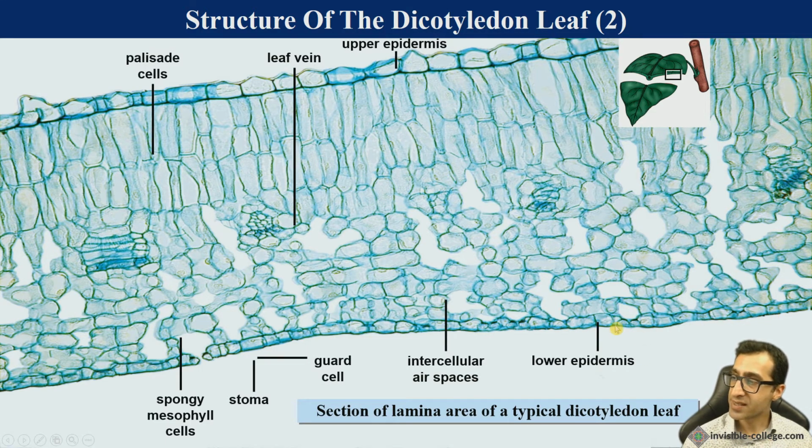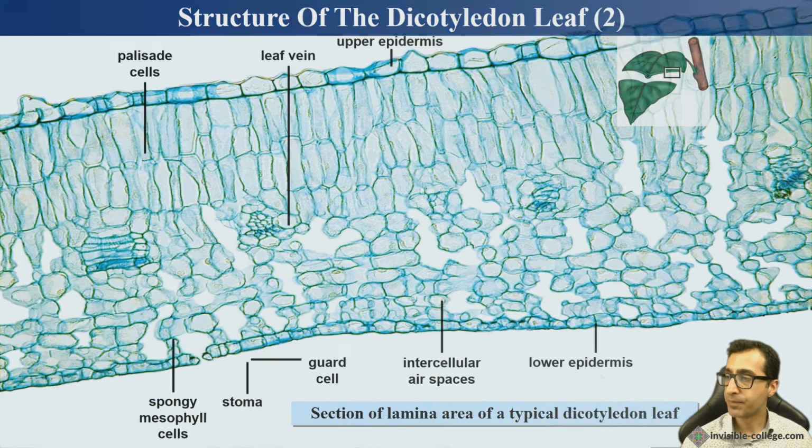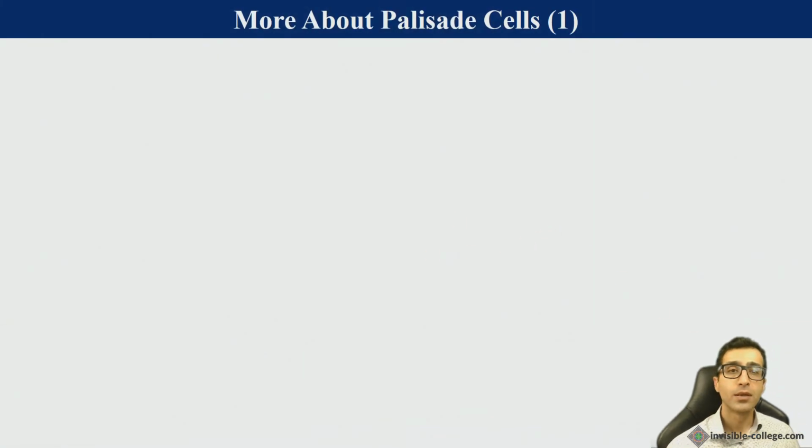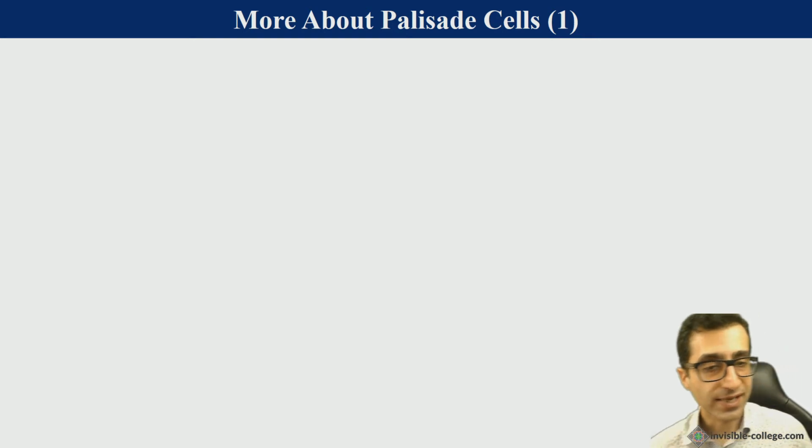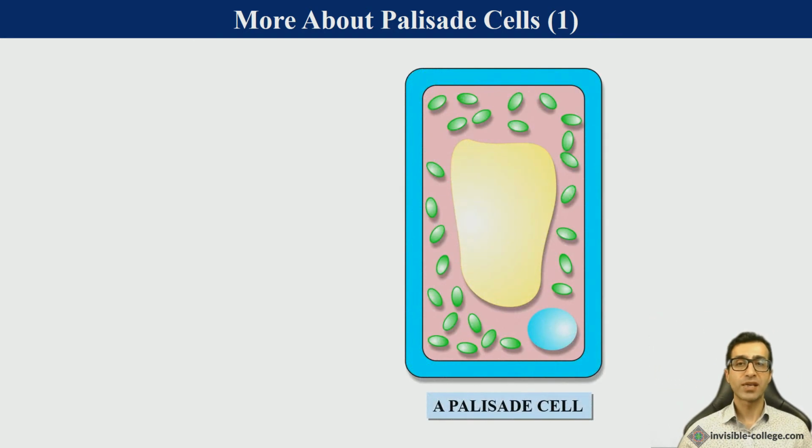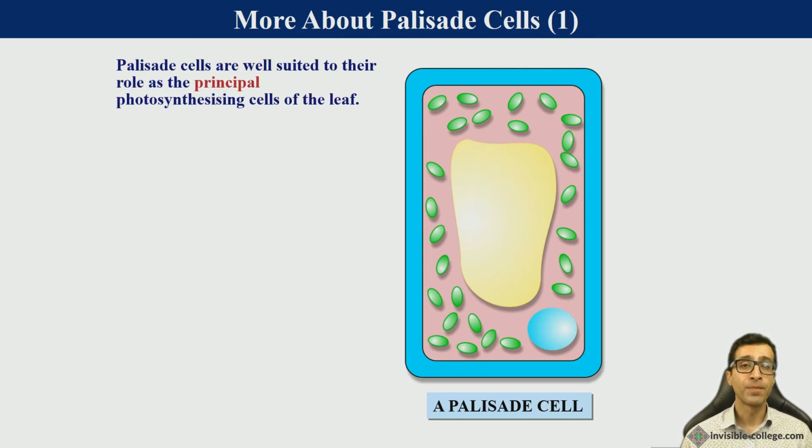And down here we can see the lower epidermal layer as well. Now, a couple more interesting points about palisade cells before we go any further. If we look at a single palisade cell here, palisade cells, like all cells in a multicellular organism, are very well adapted to their role, and their role is as the principal photosynthesizing cells of the leaf. Firstly, they have a column shape like this.